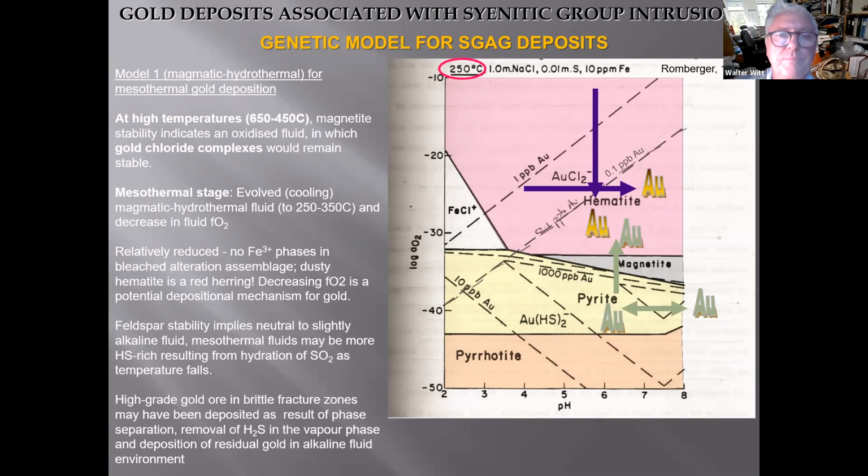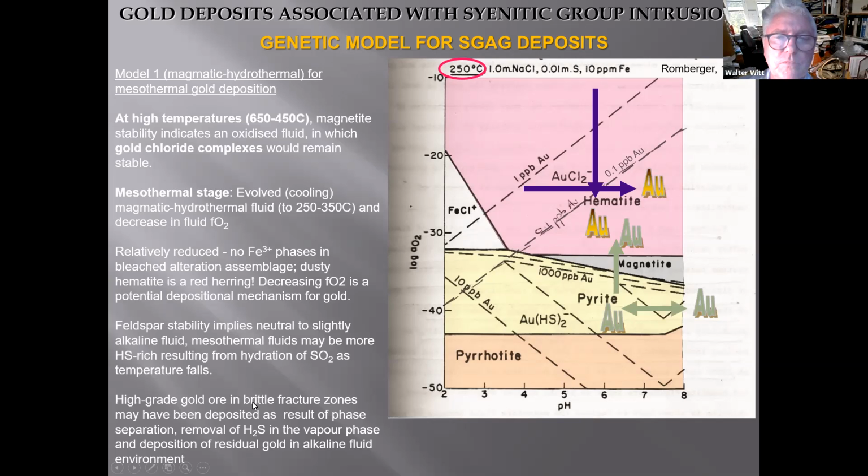So the combination of decreasing temperature and decreasing oxygen fugacity would lead to the deposition of gold. This is that vertical blue arrow there. And at the same time, coincident with cooling, the sulfur dioxide in the magmatic hydrothermal fluid potentially would be converted to HS- through hydrolysis.